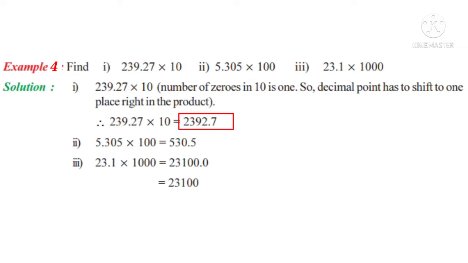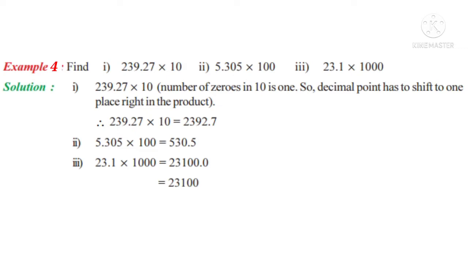Number 2: 5.305 into 100. Observe that there are only two zeros in 100. So the decimal point will shift right by two digits, that is after 3 and 0, that is 530.5. Number 3: 23.1 into 1000.